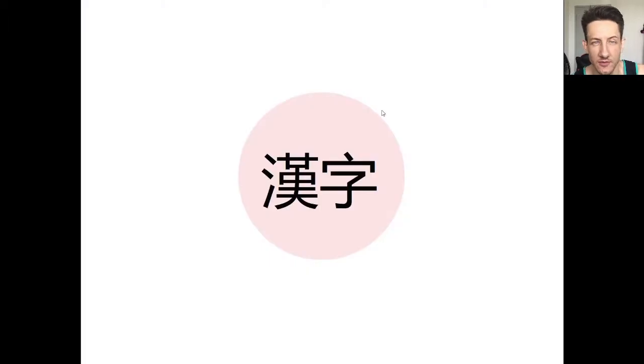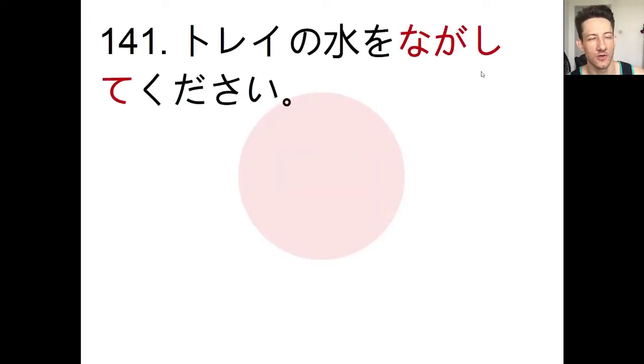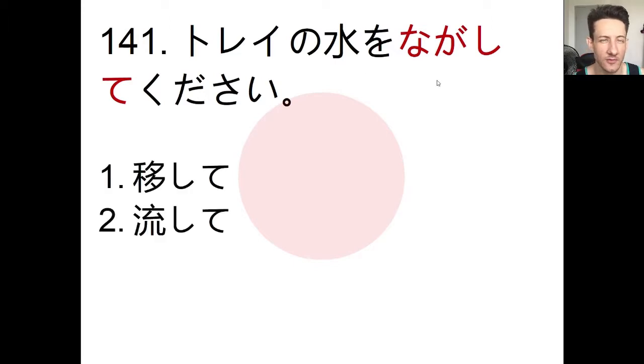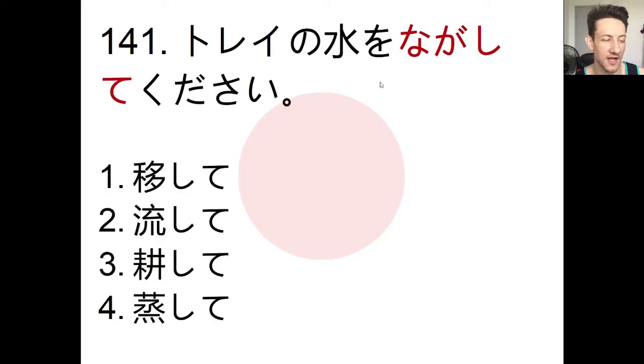All right, so we'll get started here with our kanji-based problem. Number 141, we have to choose the correct reading, or the correct kanji characters for the highlighted word here. The sentence says, toire no mizu wo nagashite kudasai. So how do we write nagashite in kanji? Pause the video here, choose an answer, and we'll check.